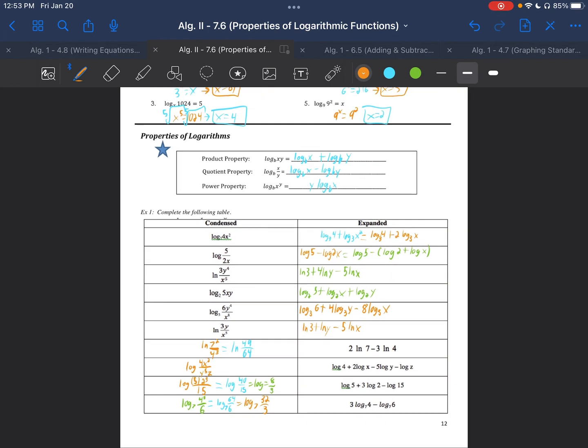So that's it for today's section of 7.6. We were just expanding and condensing these logarithms using these properties we were learning today, the product, the quotient, and the power property.